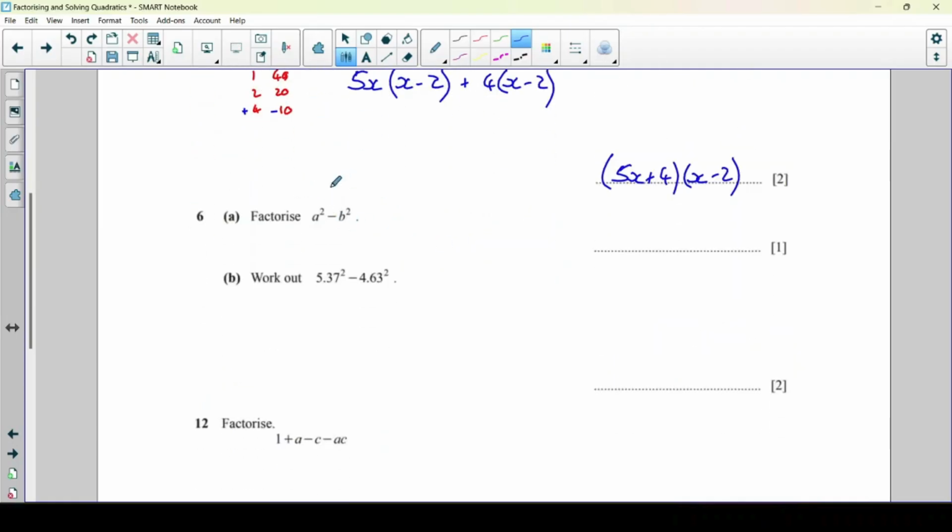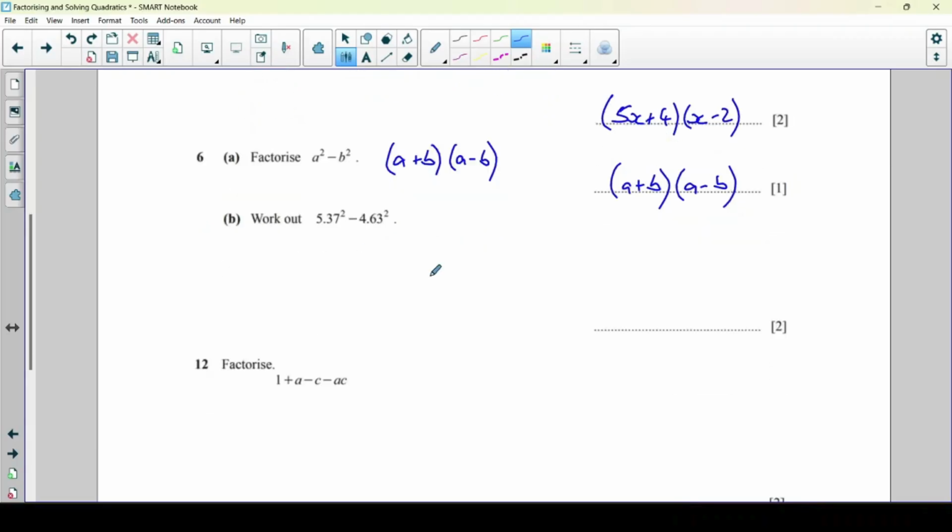Next one here, this is a straightforward difference of two squares question, a squared minus b squared, so this is a plus b, a minus b. And now this question here, it's really important to notice that this is part B following on from this. They do not expect you to do 5.37 squared and subtract 4.63 squared. This is likely to be on a non-calculator paper, right? What they want you to spot is how similar this is to what is above.